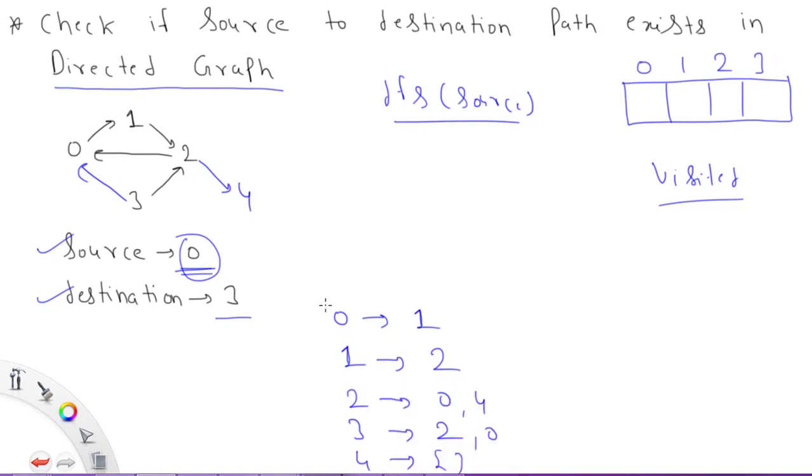So now this is my adjacency list, basically a list of lists where each index represents a list, and this represents where it can go. Like in this case, from 2 I can go to 0 and 4, and from 3 I can go to 2 and 0, right?